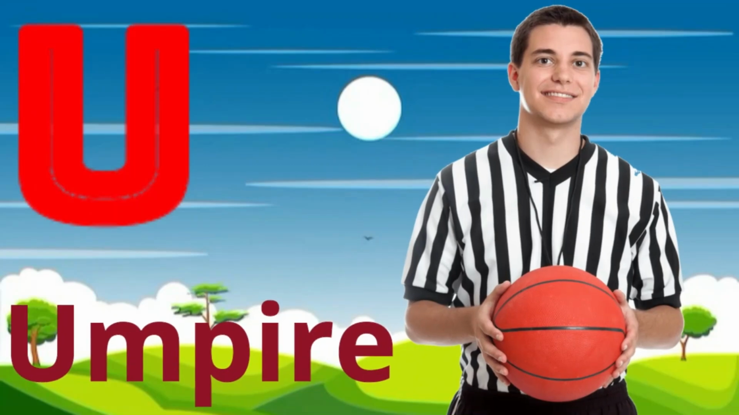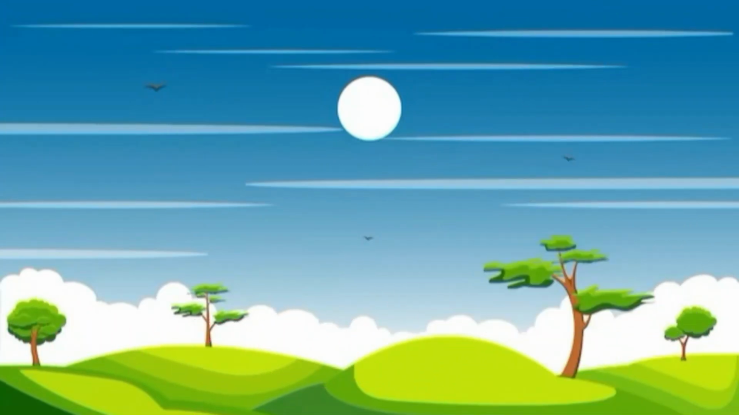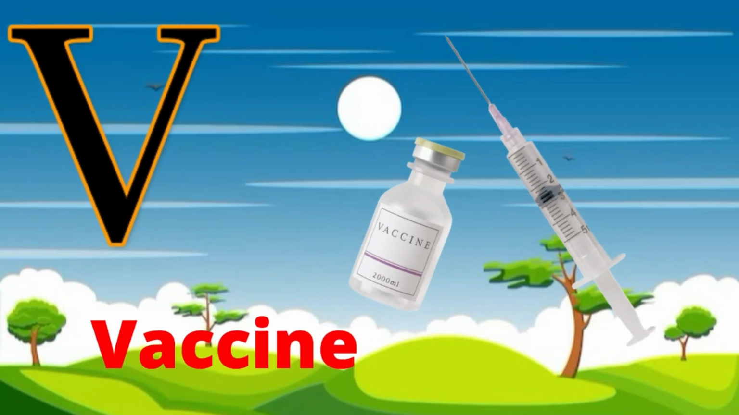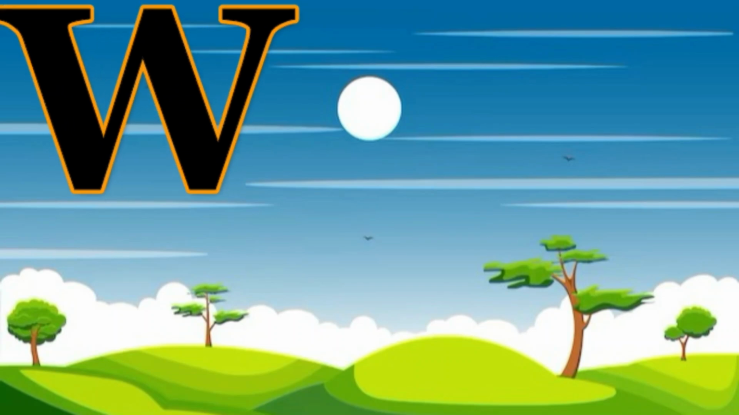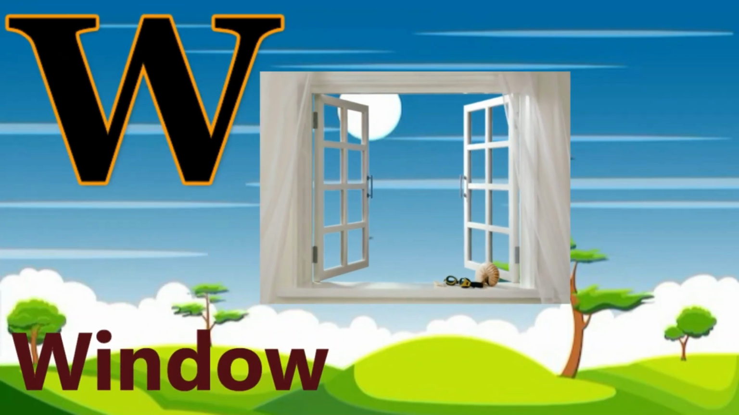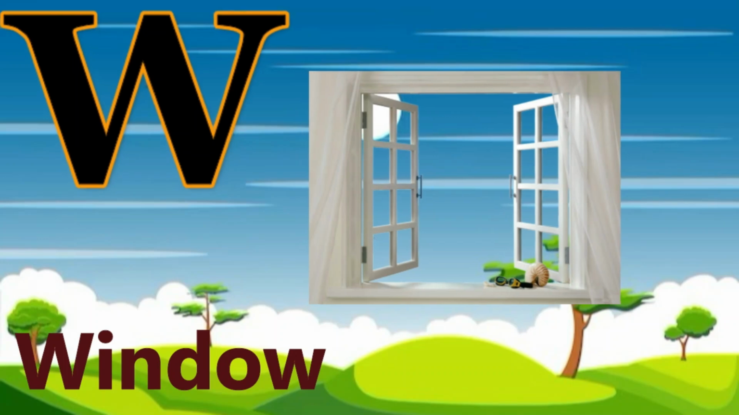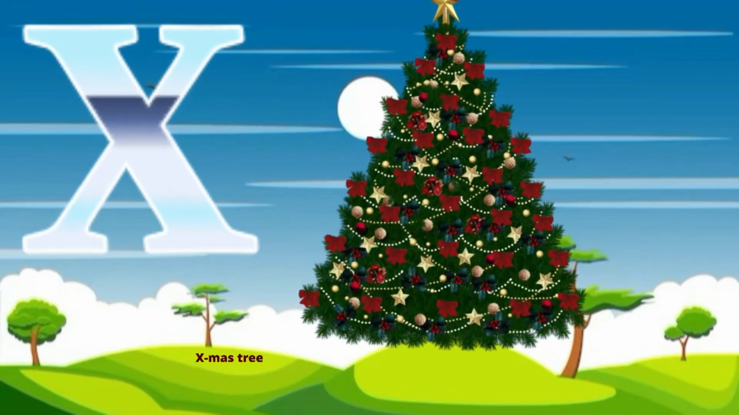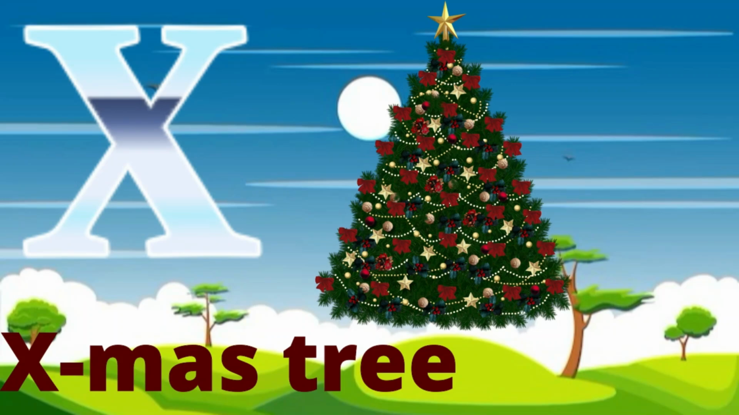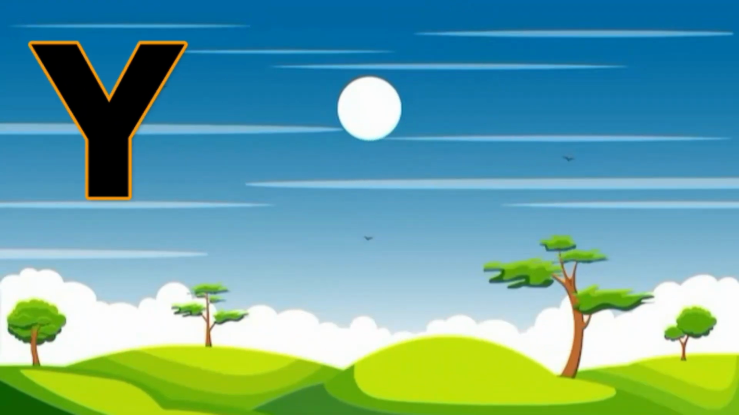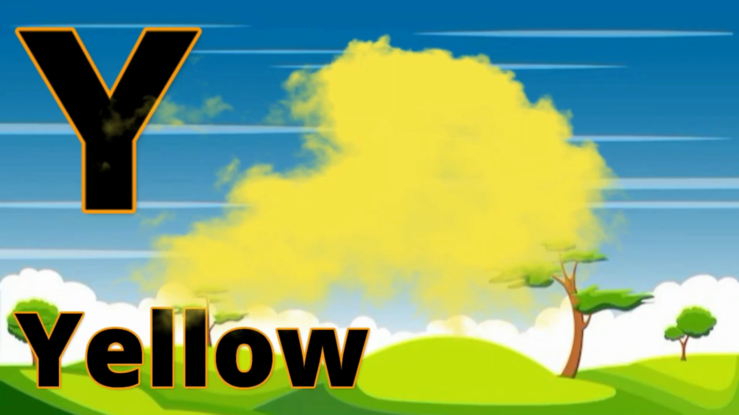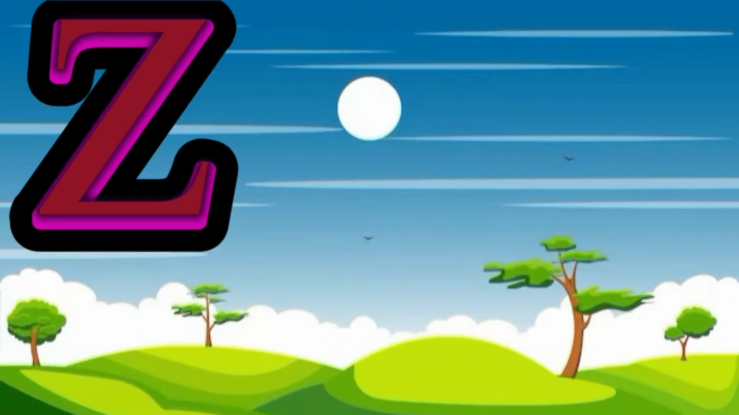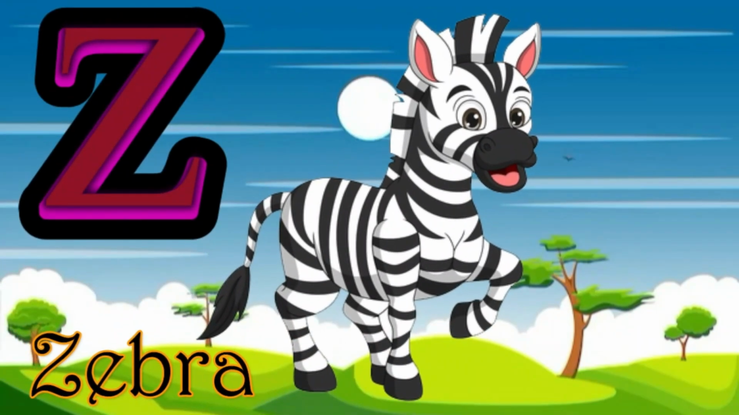U for umpire. V for vaccine. W for window. X for Xmas tree. Y for yellow. Z for zebra.